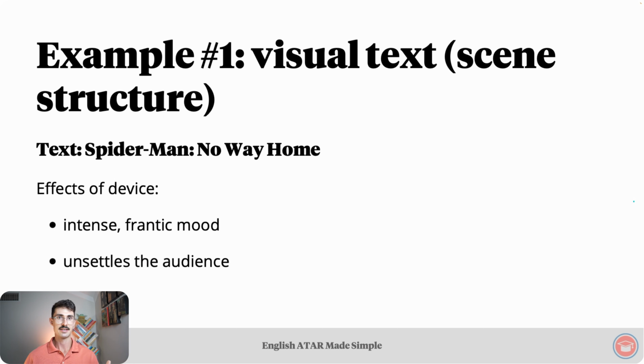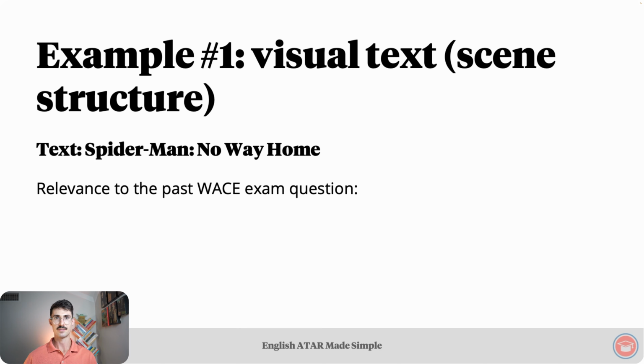It also has the effect of unsettling the audience. Unsettling means causing anxiety or uneasiness, and this is something the audience likely felt after seeing Spider-Man's life in such a mess. Finally, what is the relevance of this example to the exam question that we saw earlier?